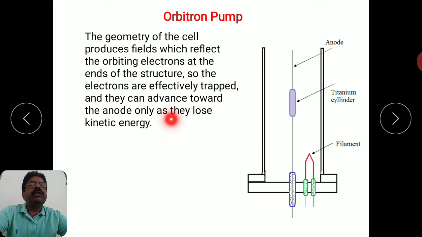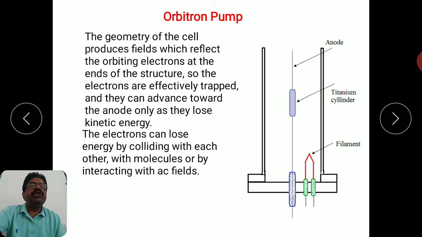They can advance towards the anode only as they lose kinetic energy. If they lose kinetic energy, then only can they, for example, while orbiting, later lose their kinetic energy and finally strike the positive anode. During this motion, the electrons can lose energy by colliding with each other, or with molecules, or by interacting with the AC fields. So in three different ways, the electron can lose its kinetic energy.